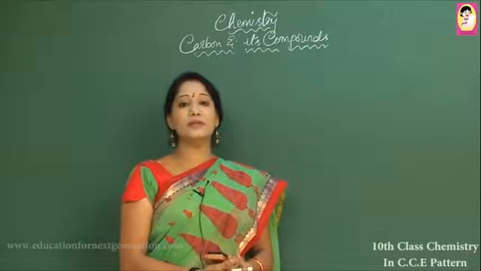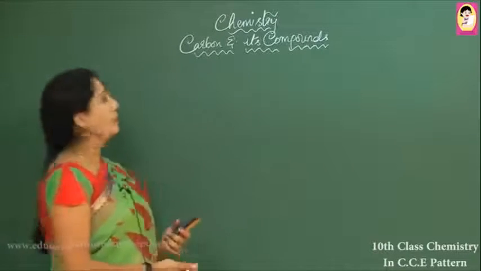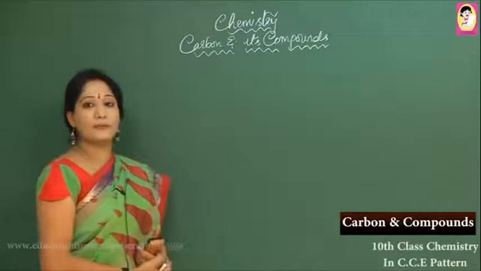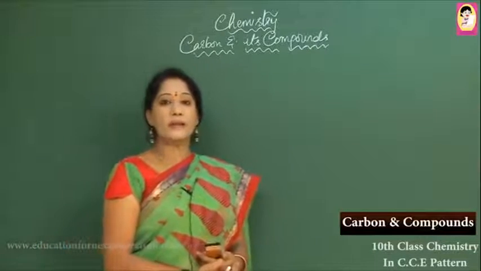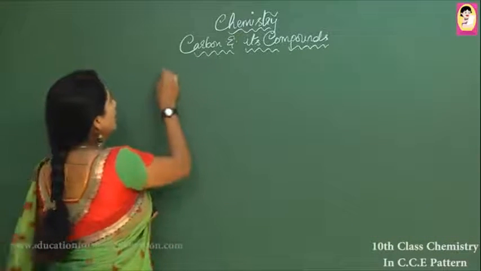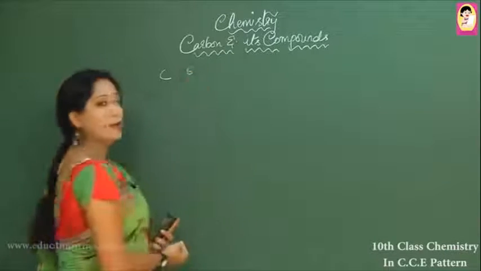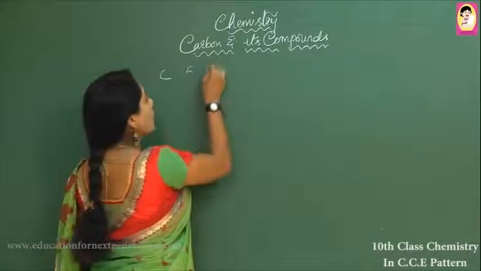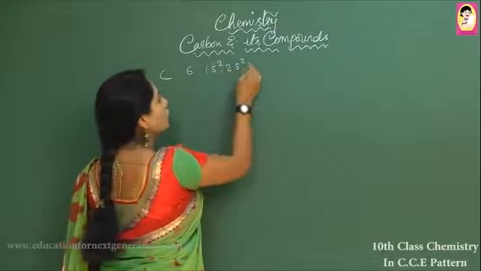This is Ravanti, welcoming you to the topic of chemistry, and today's topic is carbon and its compounds. We know that among 118 elements, carbon is the sixth element. Carbon has the atomic number 6. The configuration is 1s2, 2s2, 2p2.